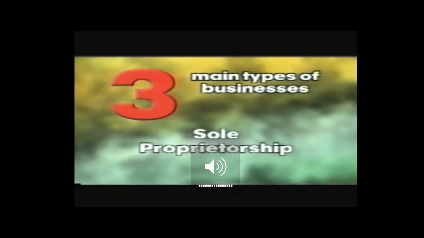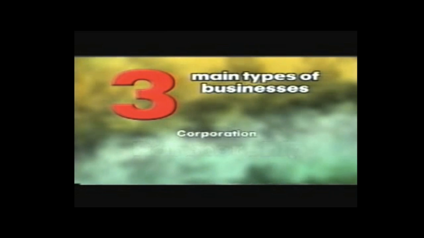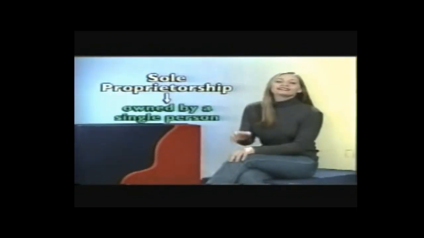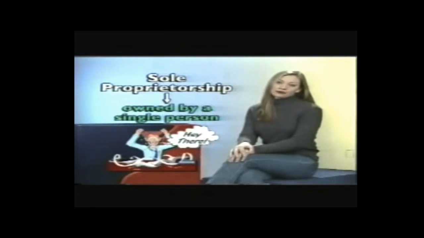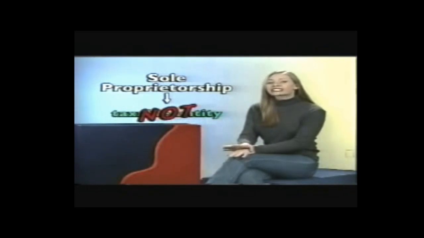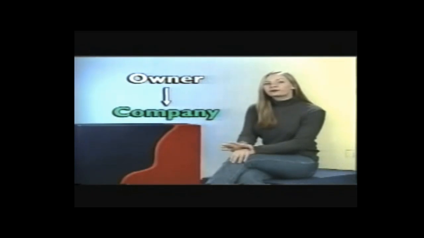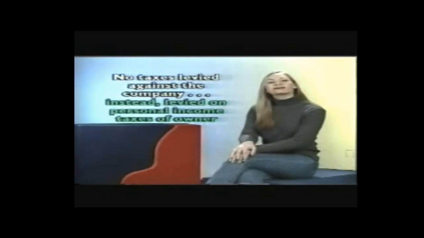Three main types of businesses exist in the marketplace: the sole proprietorship, the partnership, and the corporation. The two main concerns confronting the potential business owner when determining which form is best for them are taxes and personal liability. The sole proprietorship is owned by a single person. This makes it easy to form. The sole proprietorship is not considered a taxable entity on its own. The owner essentially is the company. In this form, no taxes are levied against the company itself, but instead, they are levied on the personal income taxes of the owner.